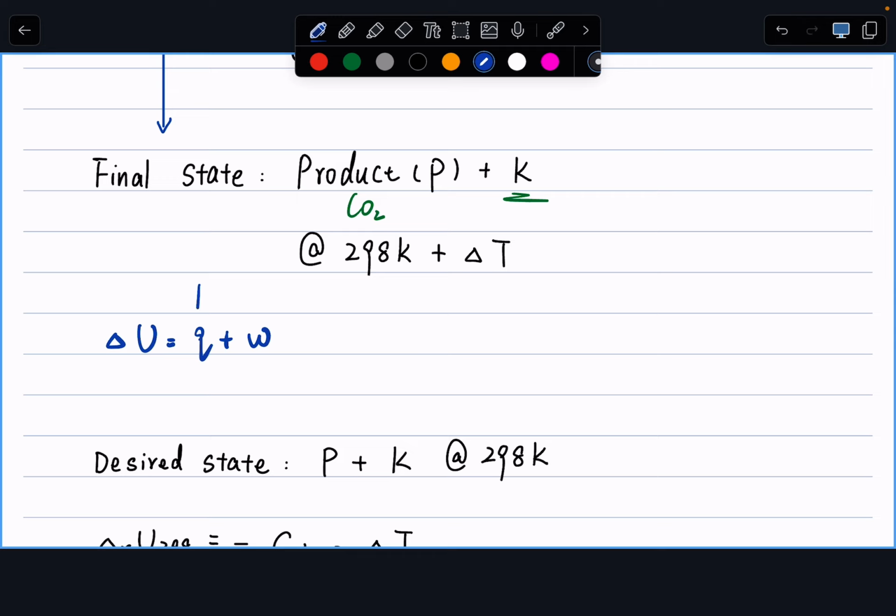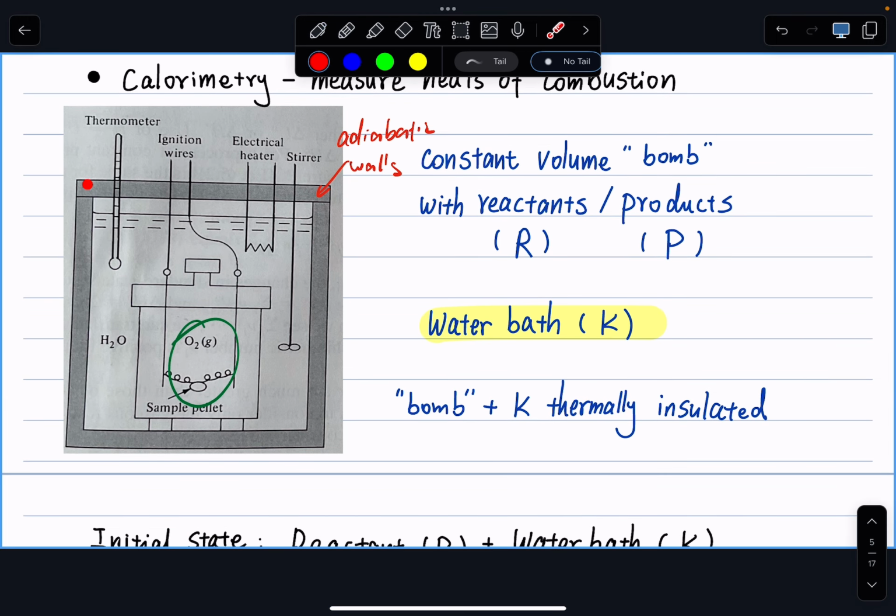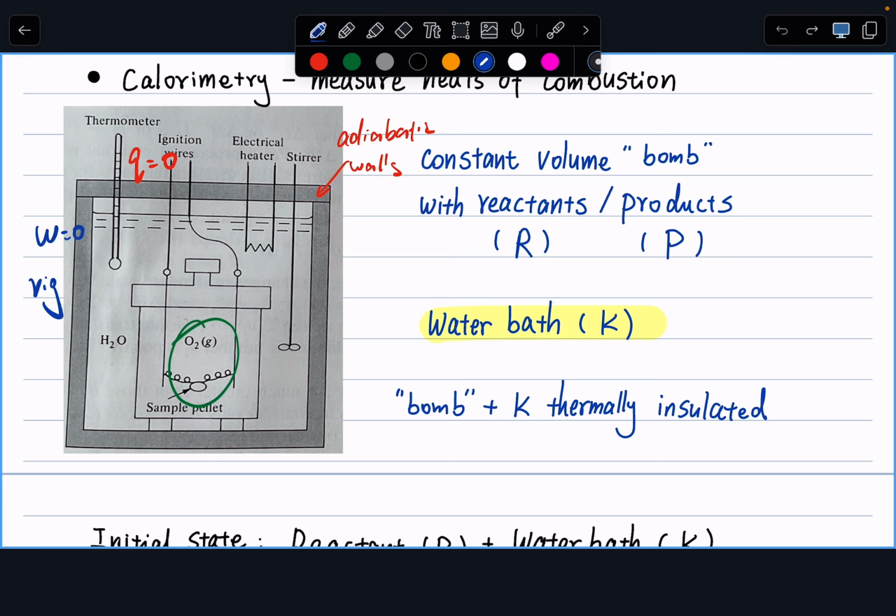Now, in this case, my entire bomb and water bath are surrounded by the adiabatic wall. So if we come back here, my bomb and my water bath are both surrounded by an adiabatic wall. So my Q equals to 0. Also, these walls are rigid, they don't move. So if we're considering both my water bath and my bomb together, my work also equals to 0 from rigid walls.